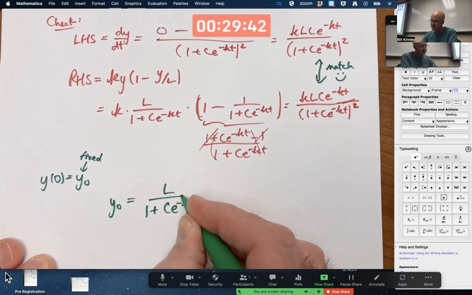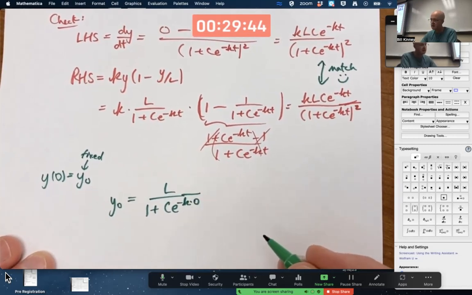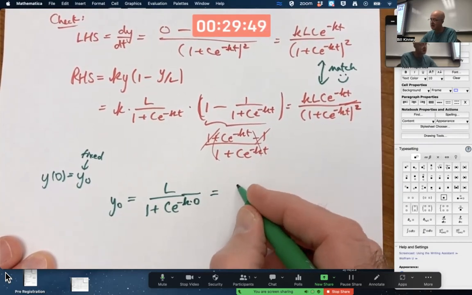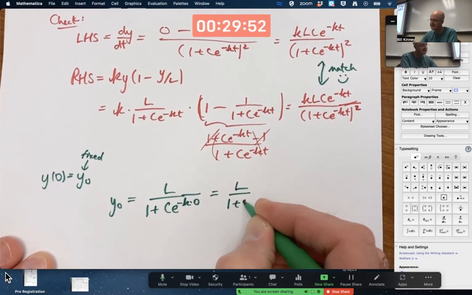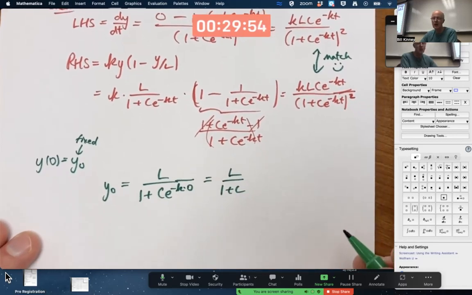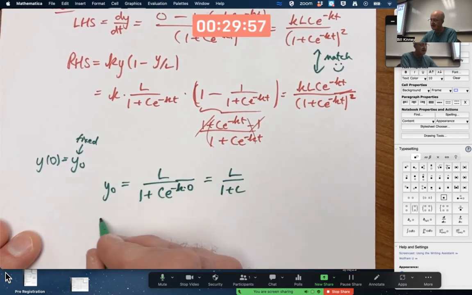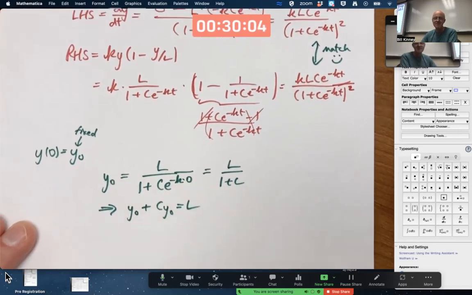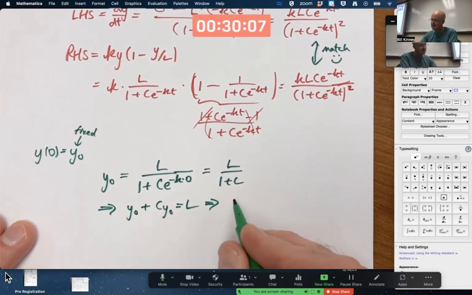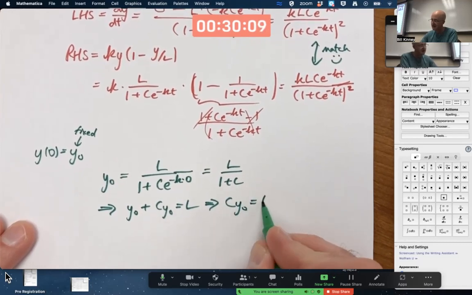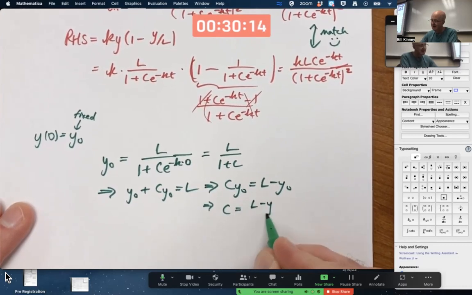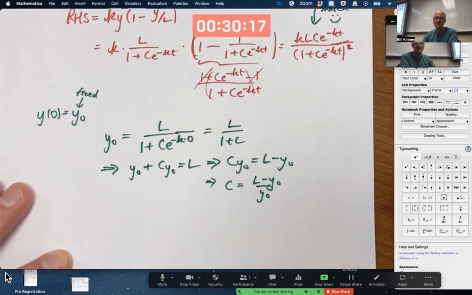I'm plugging in t equals 0 into the solution function. That's what I just did. E to the 0 is 1, so this simplifies to L over 1 plus C. Can I solve for C in terms of y naught? Sure, why not? Multiply both sides by 1 plus C. Subtract y naught from both sides. Divide both sides by y naught. And this looks like it's C.